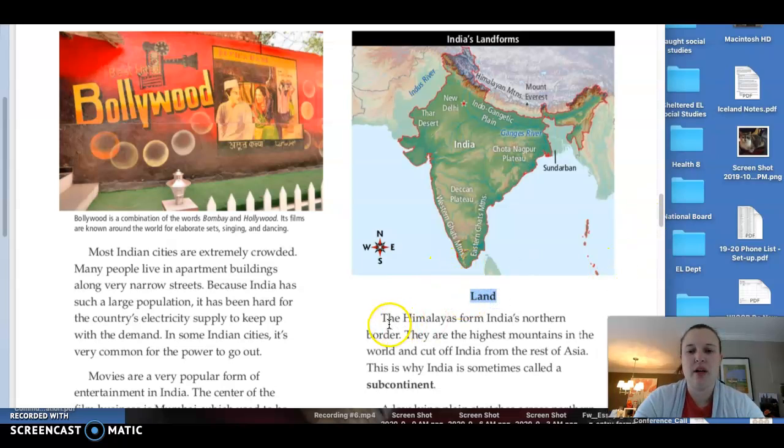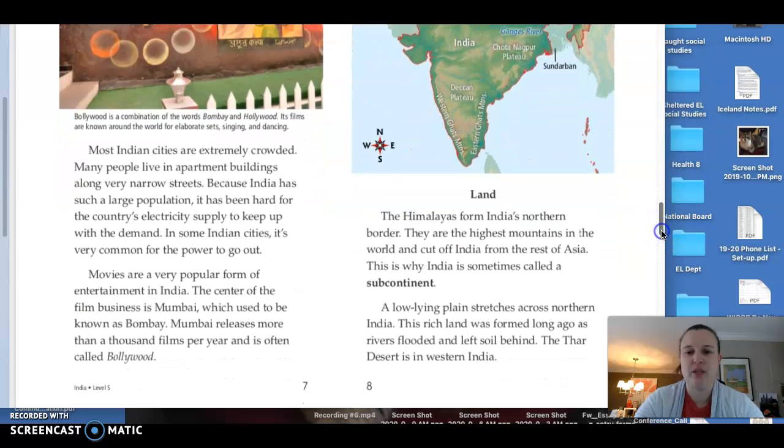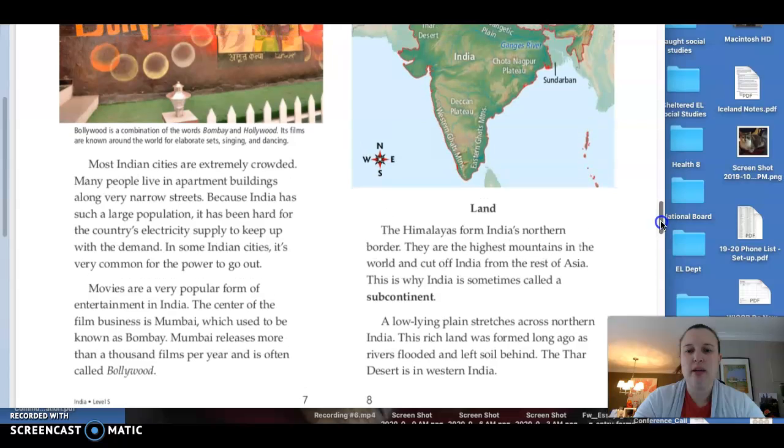Land. The Himalayas form India's northern border. They are the highest mountains in the world and they cut off India from the rest of Asia. This is why India is sometimes called a subcontinent. So the Himalayan mountains are here in the north and they separate India from the rest of the Asian continent. Let me get the map here.